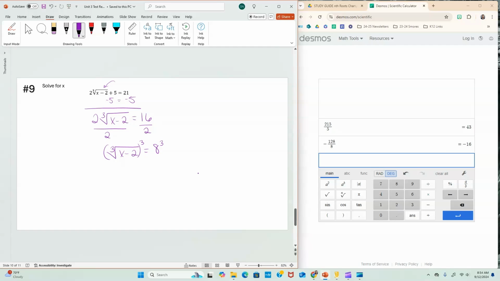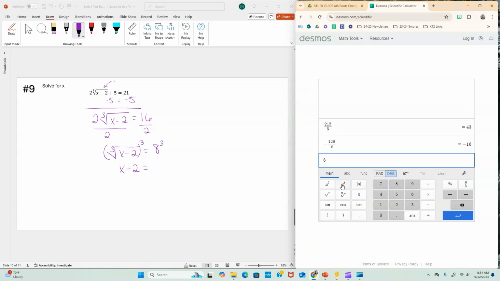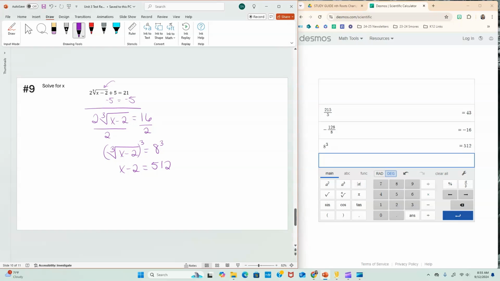So I'm going to raise both sides to the third power. So we have x minus 2 is equal to, and then here I'm going to do the exponent, 8 to the third, and that gives me 512. So we have x minus 2 equals 512. Now I can solve for x by adding 2 to both sides. So that's going to give me x equals 514. And that is my solution.